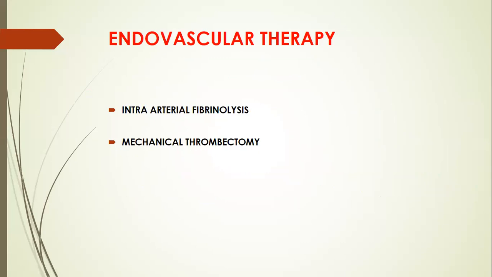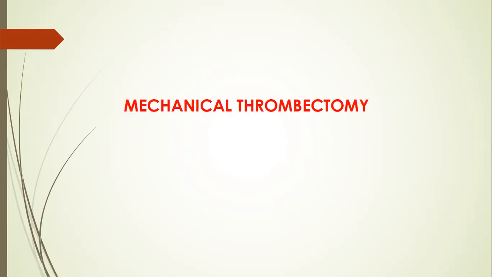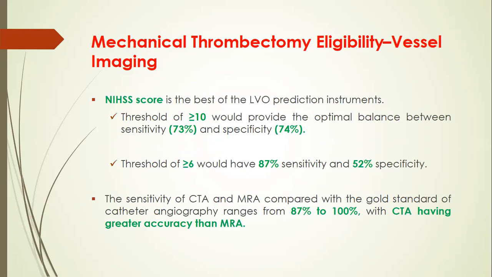Initially the trials were done with intra-arterial fibrinolysis. Now the recent concept is mechanical thrombectomy. These are the two broad modalities of mechanical thrombectomy. We'll go to mechanical thrombectomy in detail. When will you consider mechanical thrombectomy? If you receive a patient in the emergency, can anybody tell what is the NIH score? Briefly, kindly someone tell what is the NIH score?